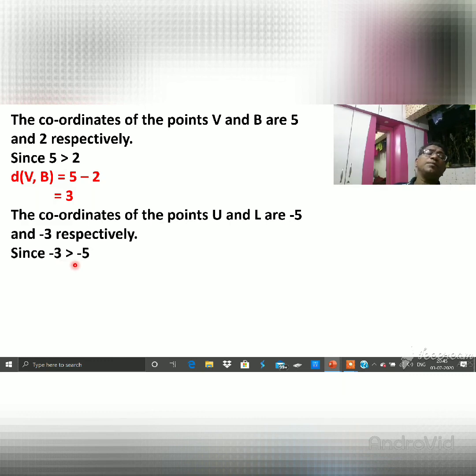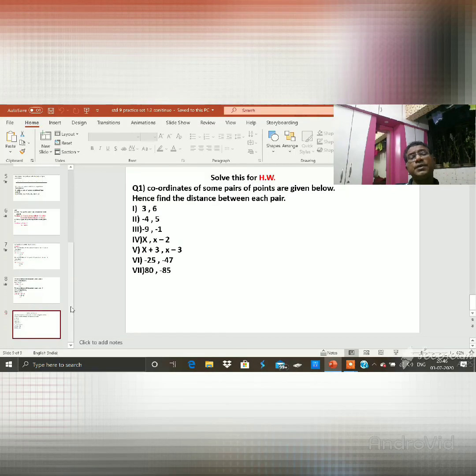So we subtract from minus 3. Distance U comma L: minus 3 remains as it is. The middle sign is negative, and this is minus 5. Out of bracket, the negative sign, so this minus 5 becomes plus 5. So minus 3 plus 5. What do you get? Minus 3 plus 5: 3 is negative, 5 is positive, signs are different, so we subtract. 5 minus 3 leaves 2. The bigger number's sign is plus, so we write plus 2.